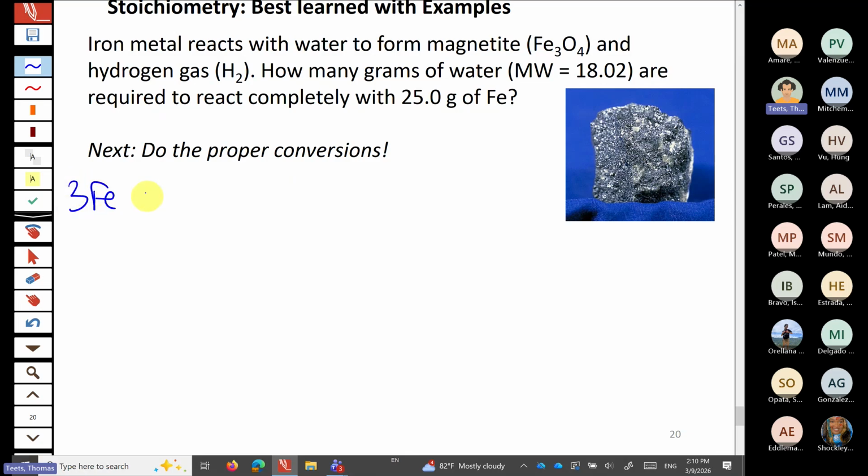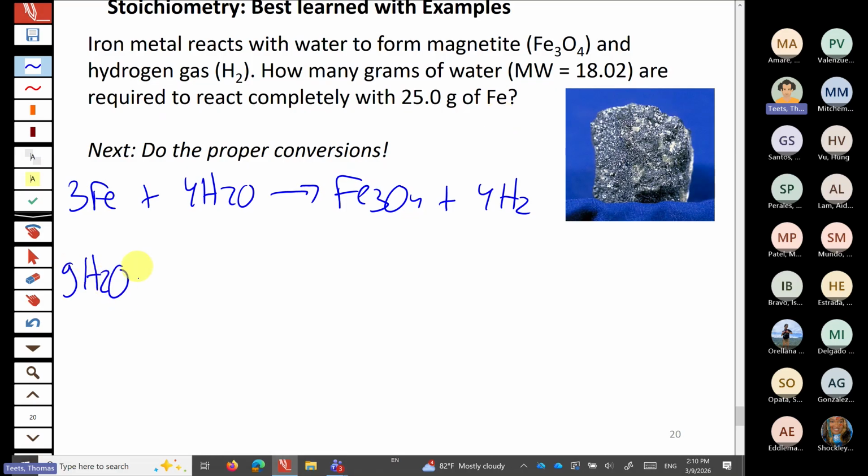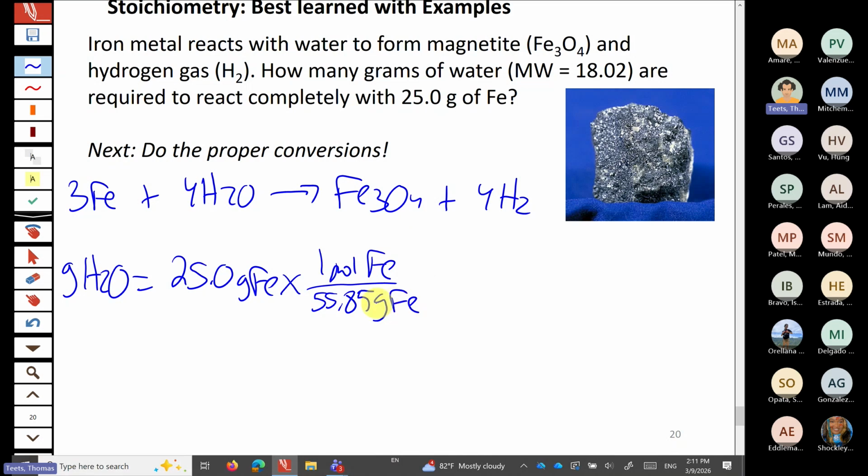So we have 3 Fe, 4 H2O, forming Fe3O4 and hydrogen gas. We want to know how many grams of water are required to react with 25.0 grams of iron. So we're looking for grams of water, and we're given the amount of iron that's involved, 25.0 grams. Our first step is to convert that into moles. So 1 mole of Fe has a mass of 55.85 grams. That's the atomic mass of iron from the periodic table.